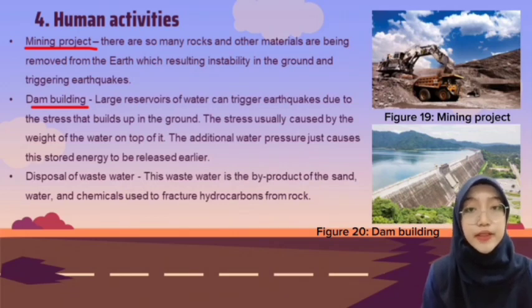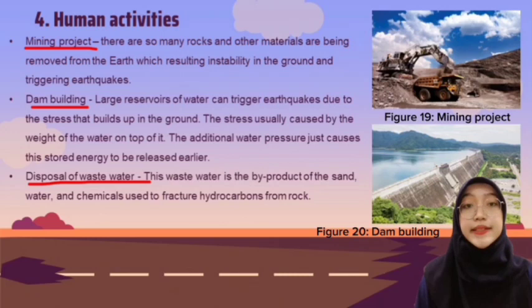Unfortunately, many of the world's dams are built in earthquake-prone areas. Large reservoirs of water can trigger earthquakes due to the stress that builds up in the ground. The stress is usually caused by the weight of the water on top of it. Reservoirs can also trigger earthquakes since they can increase the groundwater pore pressure, thus weakening the geology beneath the reservoir. Earthquakes induced by reservoirs typically occur only in areas where tectonic strain energy has already accumulated in the earth. The additional water pressure just causes this stored energy to be released earlier.